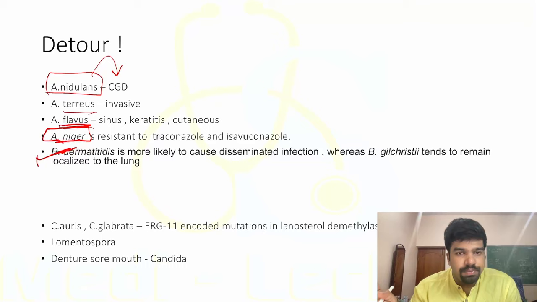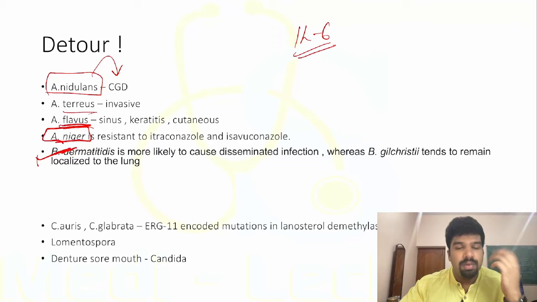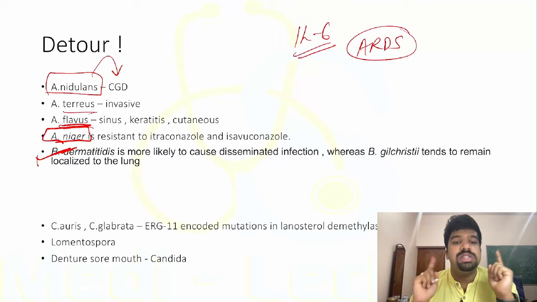And Blastomyces, one of the most important properties is IL-6 polymorphism. Patients with IL-6 polymorphisms are more prone to have Blastomyces. And what do they cause? They cause ARDS. Very specific. They also cause pneumonia, but they cause ARDS also. Very specific. Then we come to Candida auris and glabrata.